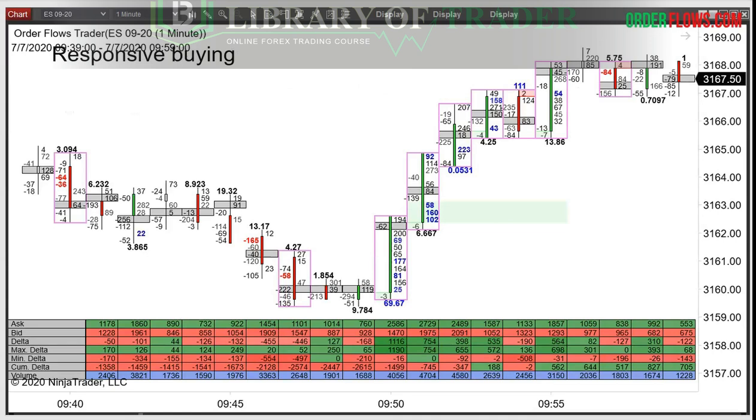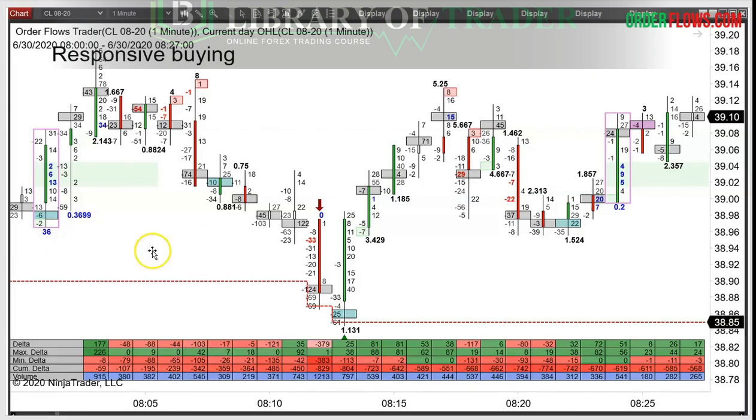Okay, so what are you looking for here? You get coming down into this low, right? It's not a prominent point of control, but you got 3 bars with point of control at the same level. Okay, and then what happens? Boom, offer, offer, offer, one bid, offer. Continues, offer, offer, offer, one bid, offer, offer, offer. Okay, that's responsive buying. People are attracted to these lows.